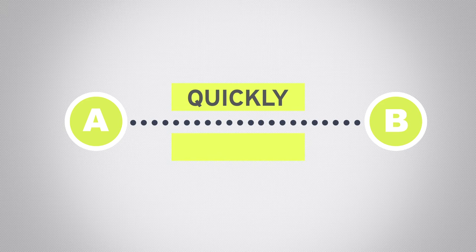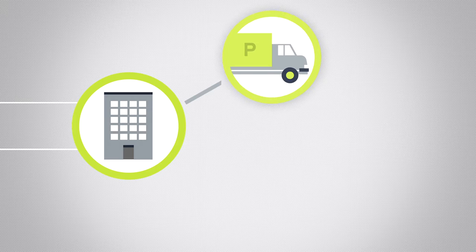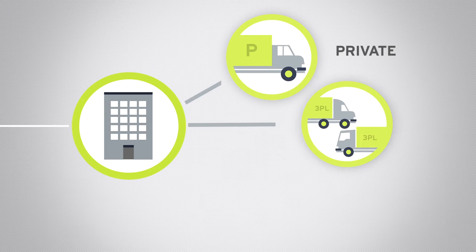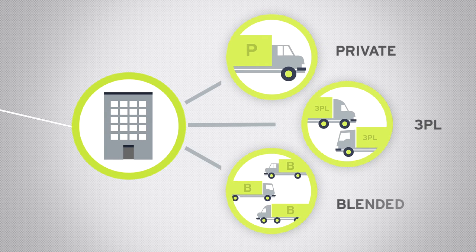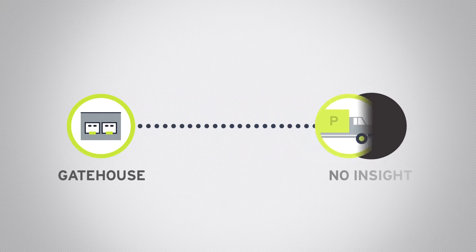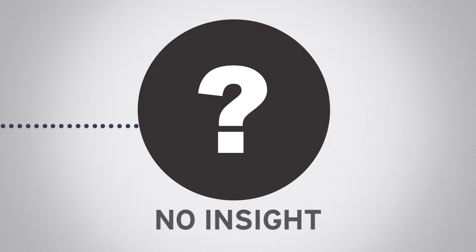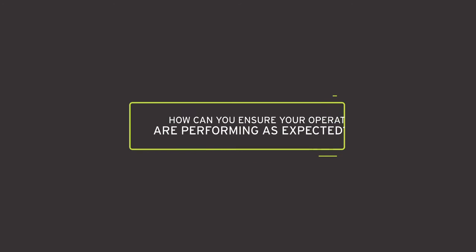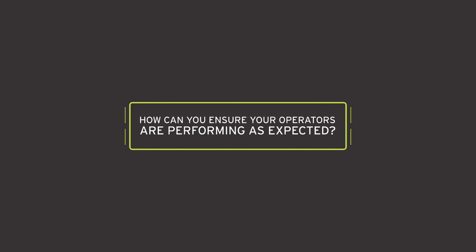These days, making a delivery needs to be done quickly and easily. Modern supply chains and logistics companies rely on their own fleets as well as subcontractors to deliver on their behalf. But outsourcing can cause real headaches. As soon as your delivery leaves a gatehouse, you lose sight of it and are left with a major blind spot. How can you ensure your third-party operators are performing as you and your customers expect?